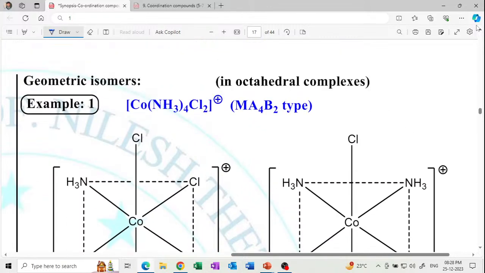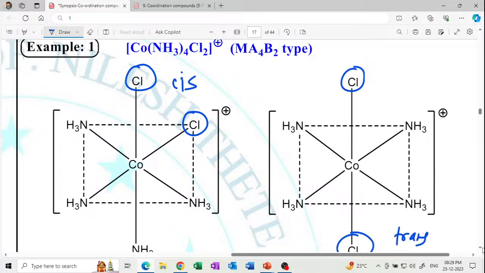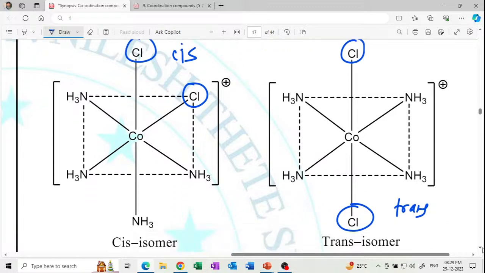Next is geometric isomers in octahedral complexes. Octahedral complexes, MA4B2 type. So what is the MA4B2 type? In this way. So this is the Cl and Cl on the same side, so it is cis. And Cl and Cl on opposite sides, so it is trans. How it is cis and how it is trans. You should be able to draw the structure of the cis and trans isomer.